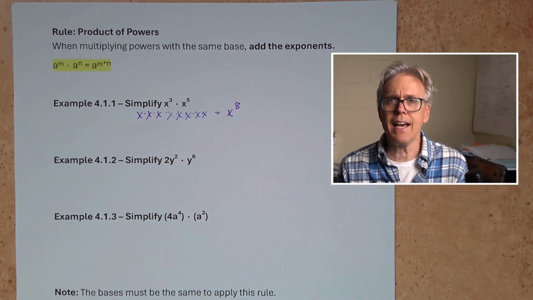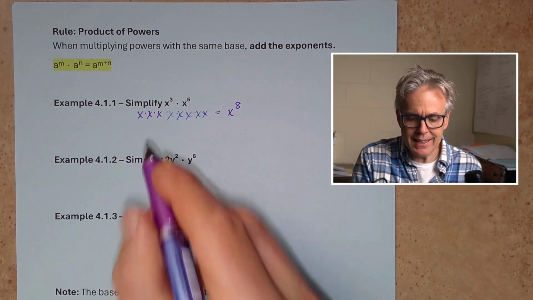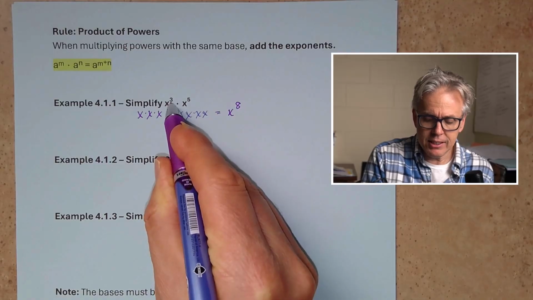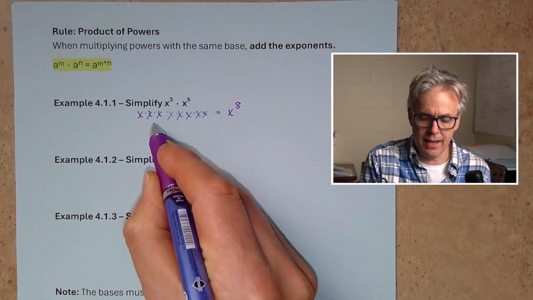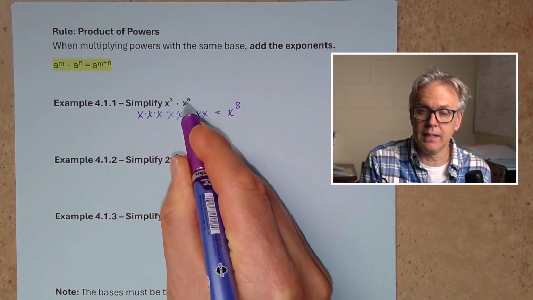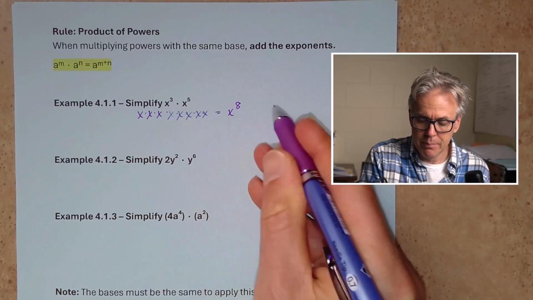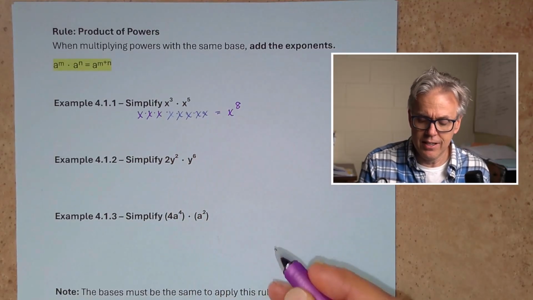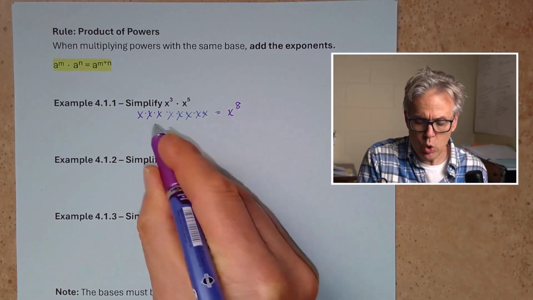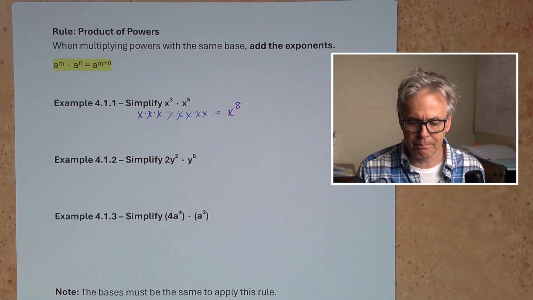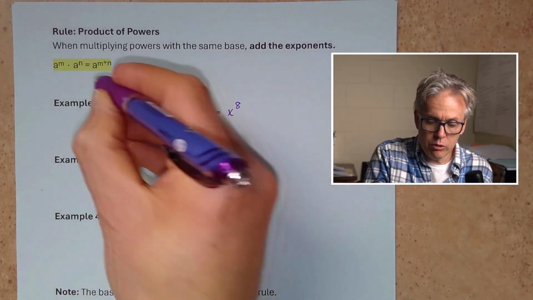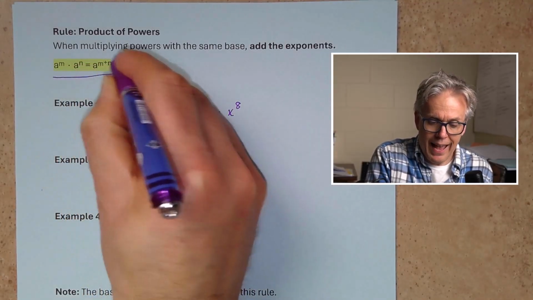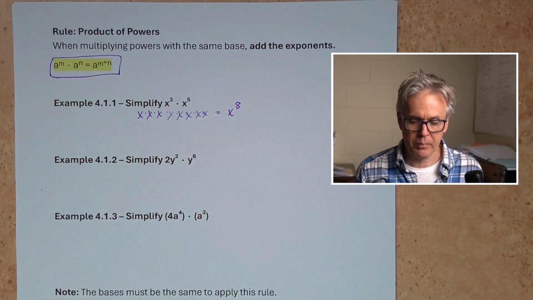And so hopefully now you see why adding these works, because the exponent just tells me how many copies of x I have. I got 3 copies of x. This one says I've got 5 copies of x. Put them all together, I just add those together. So that's why that property works, and you normally would not want to do something like that. Normally you go straight to this property where we add the exponents.